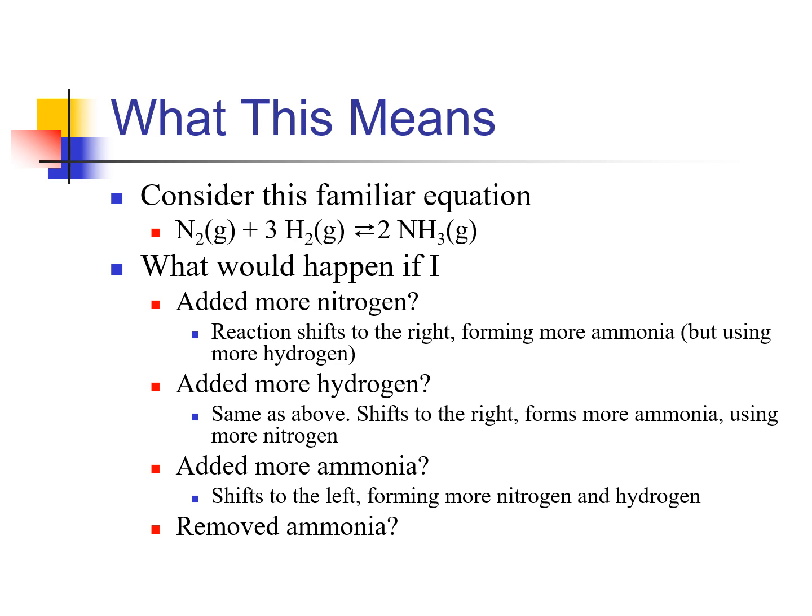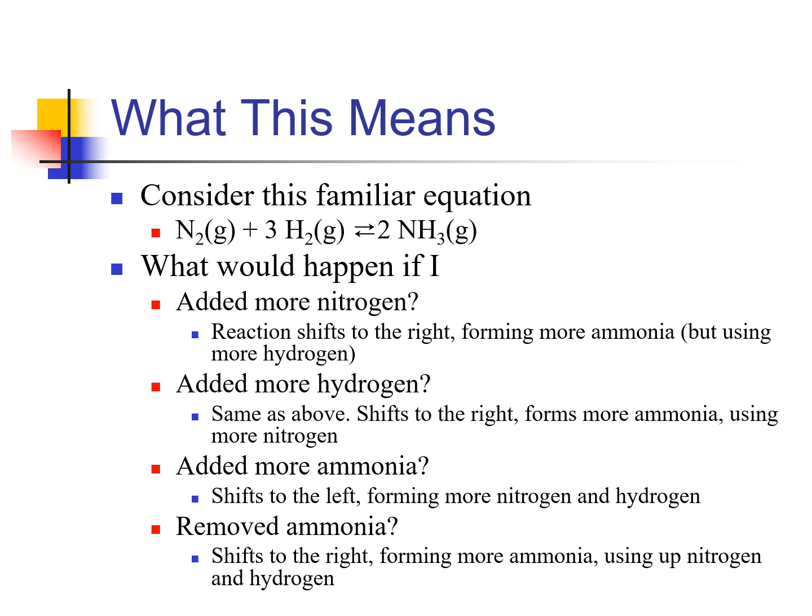Now, here's a removing. If I remove ammonia, same logic. The system goes, uh-oh, now not enough product, need to make more. It makes more product by using up reactant. So it'll shift to the right, forming more ammonia, using up nitrogen and hydrogen.